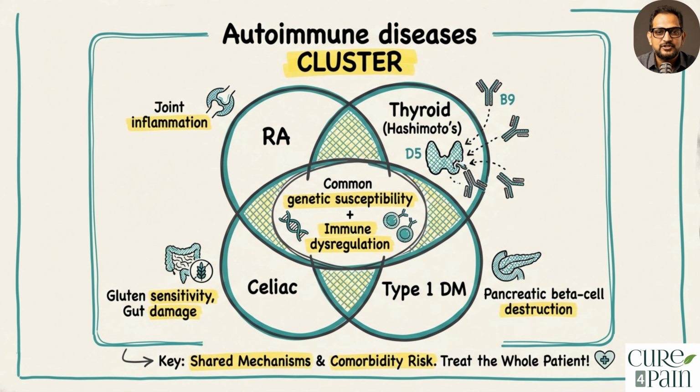Why does thyroid dysfunction appear in the timeline? Autoimmune diseases cluster. If you have one, you're at higher risk for others. This is because they share common genetic susceptibility alleles and similar mechanisms of immune dysregulation. But there's a deeper connection specific to RA.